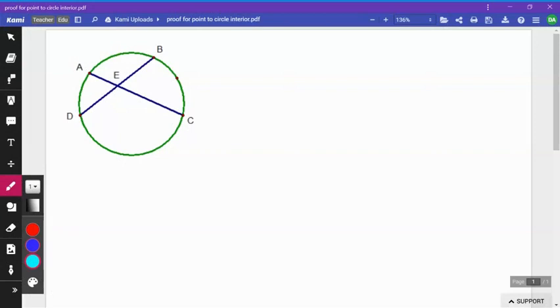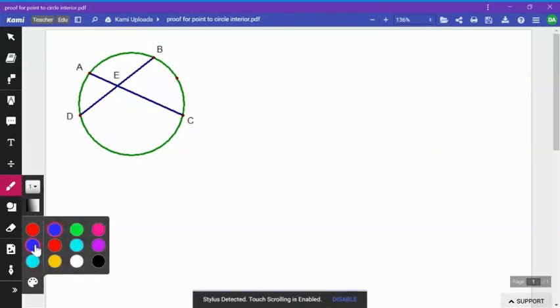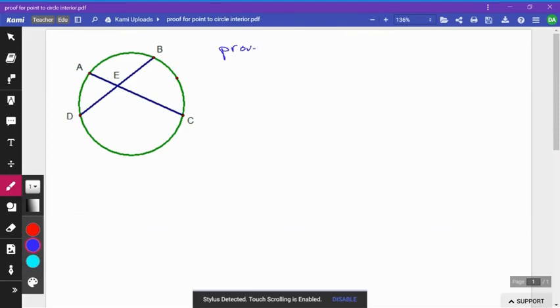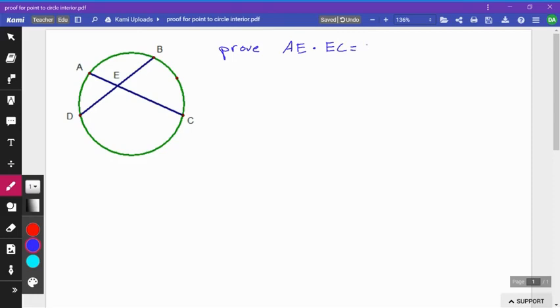Hey kids, today we're going to go through the proof of point to circle with two interior chords. What we're going to try and do today is prove that AE times EC is going to equal BE times DE.